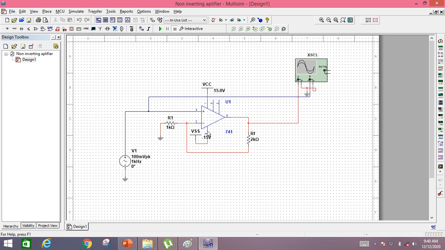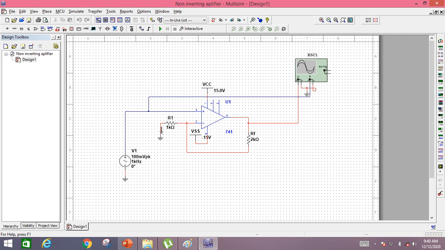These two pins are used for the supply voltages, whereas pin number 1 and pin number 5 are used for the input offset voltages, and we will not use these two pins. Pin number 6 is the output pin. Pin number 2 and pin number 3 are the input pins. Pin number 4 and pin number 7 are used for the supply voltages, and 1 and 5 are used for the input offset voltages.